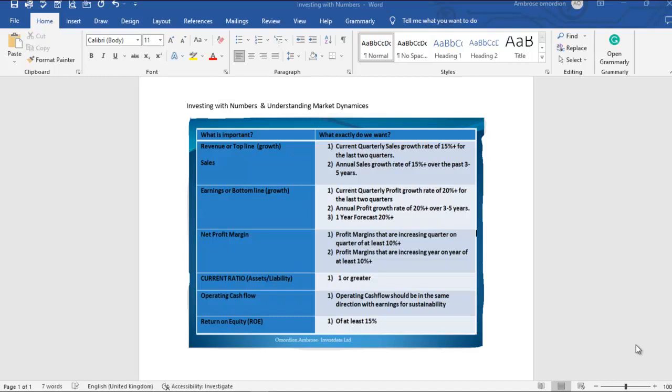The last one that is very important is return on equity, which every investor wants to look at too, because you want to know how the company you have invested in is able to utilize the money you have put in. Return on equity of 15% and above is a good sign that the company is well run, for any company.